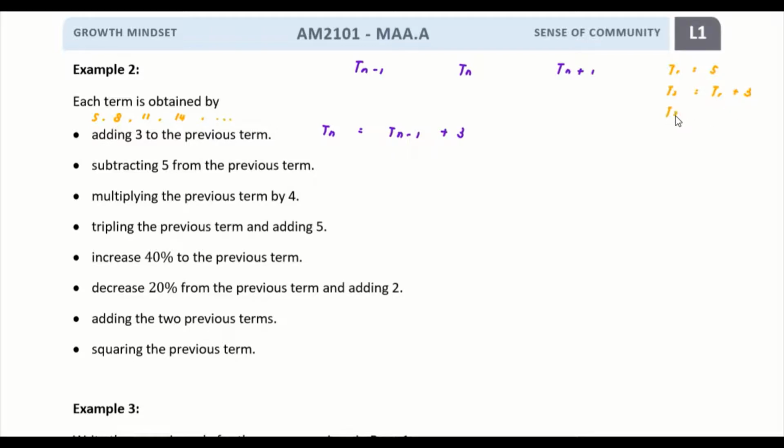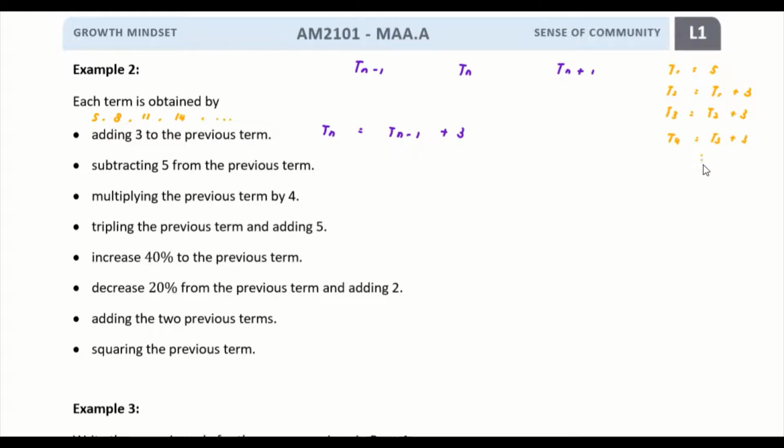How do I get my third term? It's by using my second term, which is 8, and then I plus 3. Am I right? So it's the second term and plus 3. Then how do I get my fourth term? It's by using 11 and plus 3. What's my 11? 11 is basically my T3, right? So that's why T4 is equal to T3 plus 3.